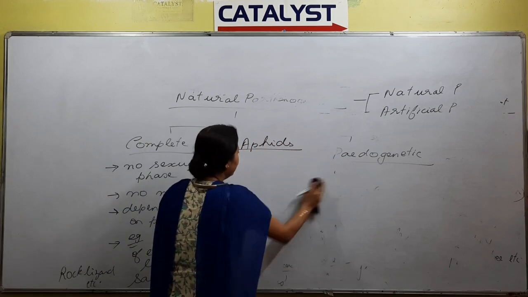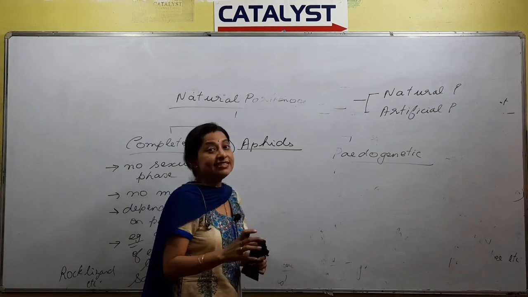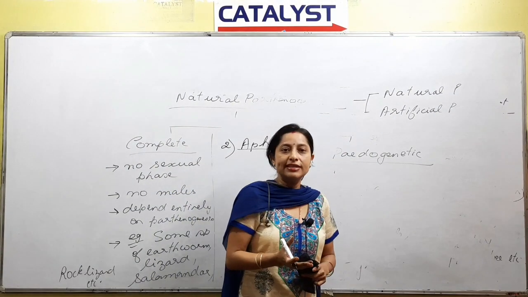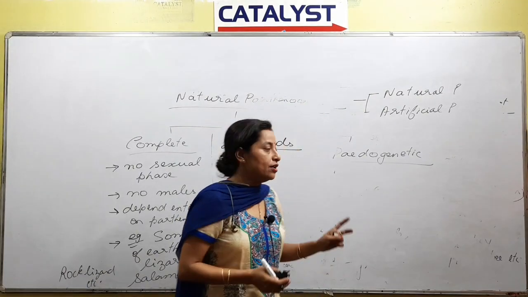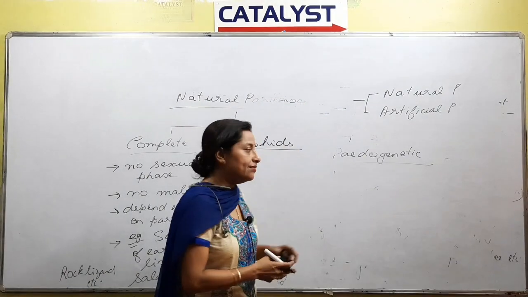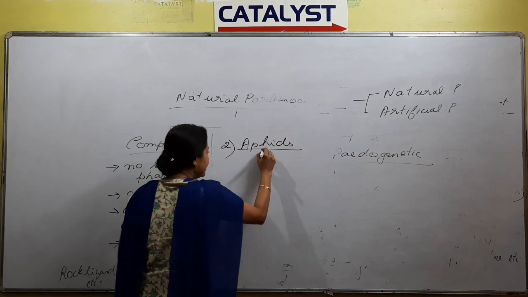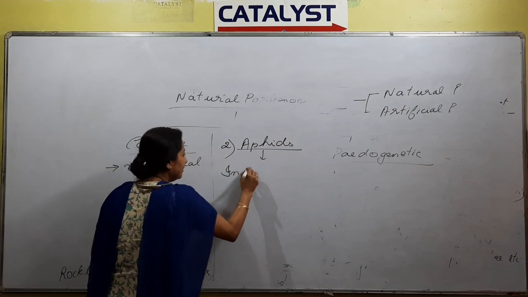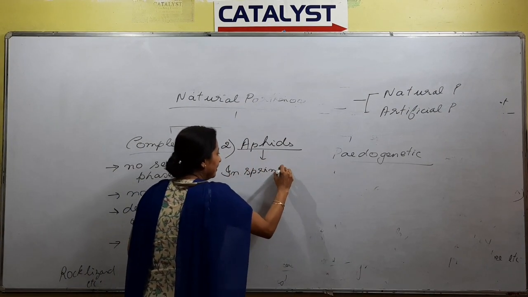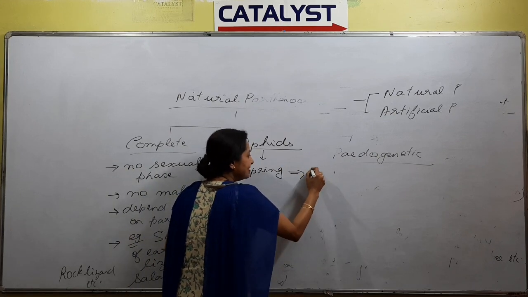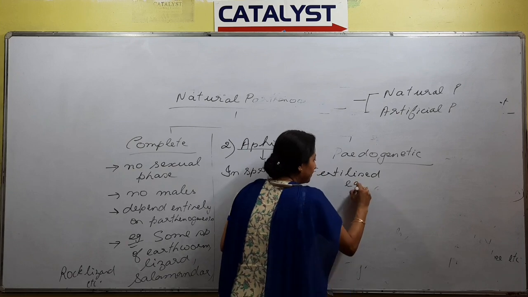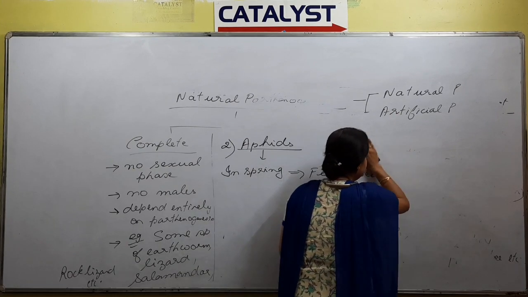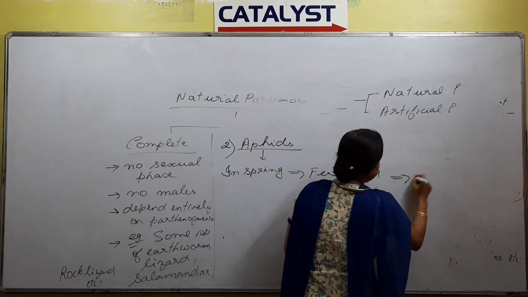Aphids, depending on the season, either reproduce sexually or reproduce parthenogenetically. So the season changes their reproduction. In case of aphids, during the spring they will lay fertilized eggs, and from a fertilized egg, what will form? Females.